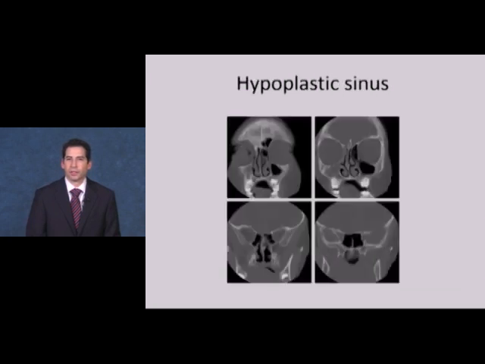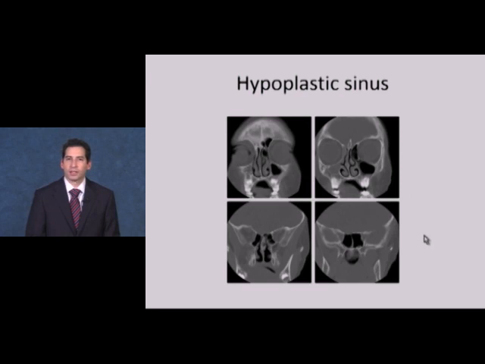Another special case is the hypoplastic sinus. In this series of CT images, we see in coronal view the normal left maxillary and left anterior ethmoid sinus, as well as the normal left frontal sinus, with an absent frontal sinus on the right, absent anterior ethmoid, and very small hypoplastic opacified right maxillary sinus seen here and here. On more posterior views, we see that the posterior ethmoids and the sphenoid sinuses are normally developed.